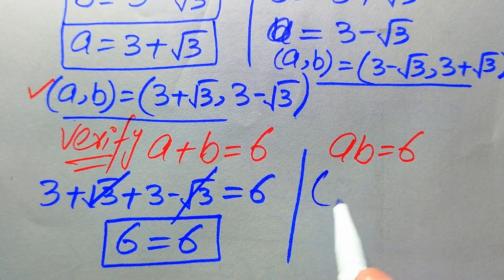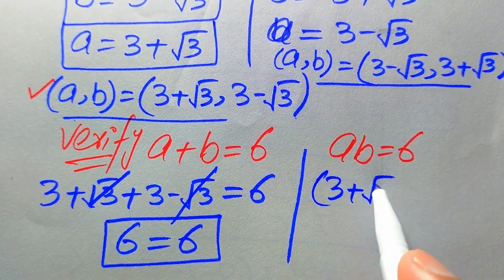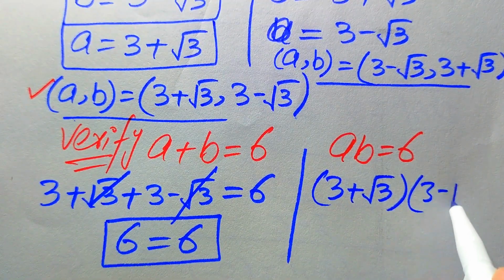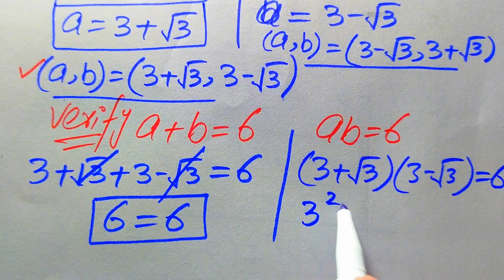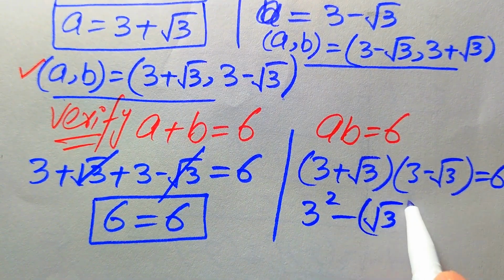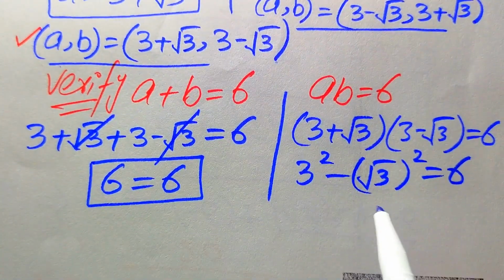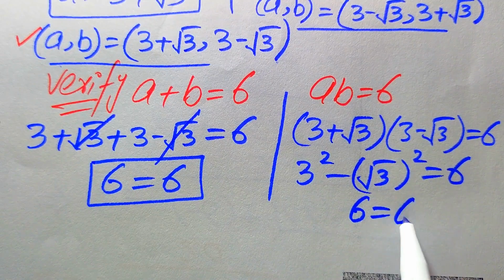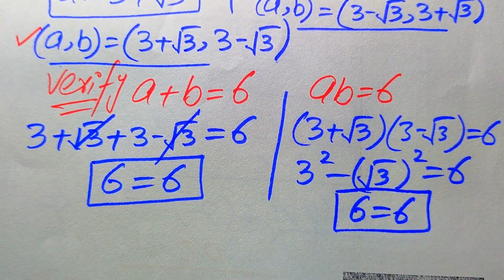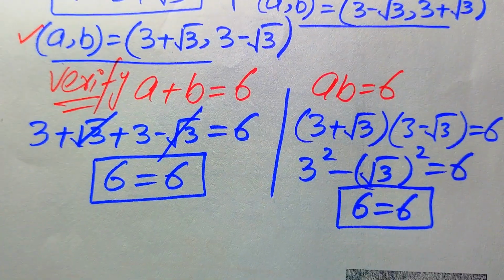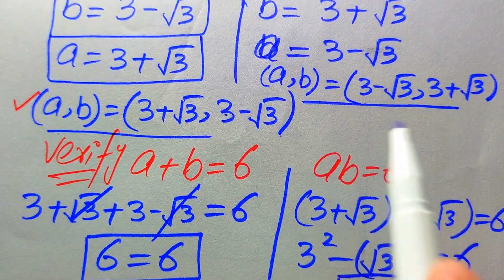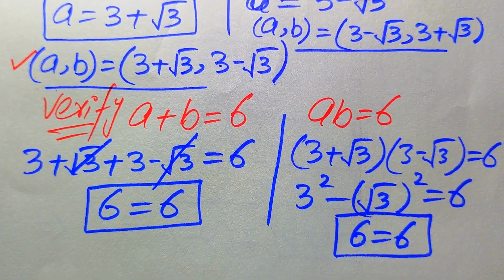In the same pattern we verify the second equation, and we get 3 plus square root of 3 times 3 minus square root of 3 is equals to 6, and we write it as 3 square minus square root of 3 square equals to 6. So we easily get 6 is equals to 6. So here in the same pattern you verify the second root. So finally we have both of these two roots in the solution set of the given question, and this is the final answer.